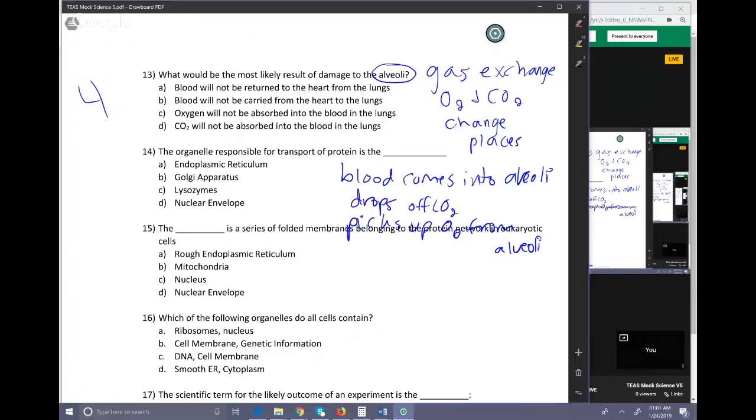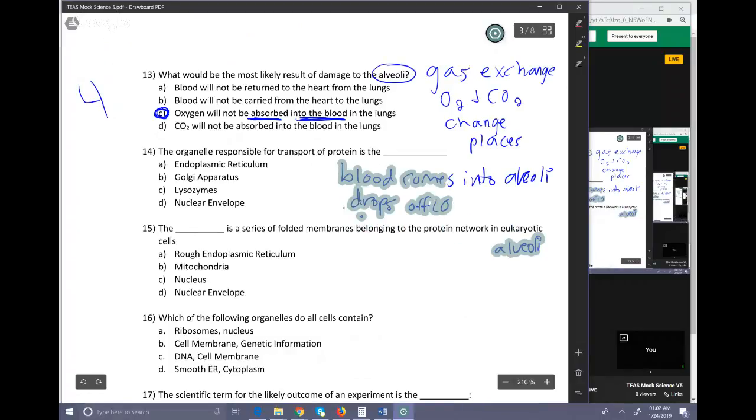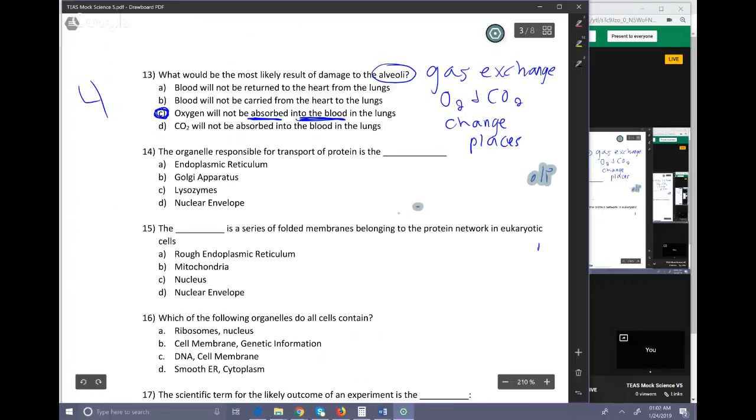Your alveoli are holding oxygen, waiting for that blood to come and get it. The blood comes through. The alveoli give that oxygen to that blood, and in turn take some CO2 from that blood and send that out, and repeat that cycle. So what happens if you have damage to the alveoli is oxygen will not be absorbed into the blood. If your alveoli get damaged, they won't absorb oxygen when you breathe. If they don't absorb oxygen when you breathe, your blood won't absorb it.